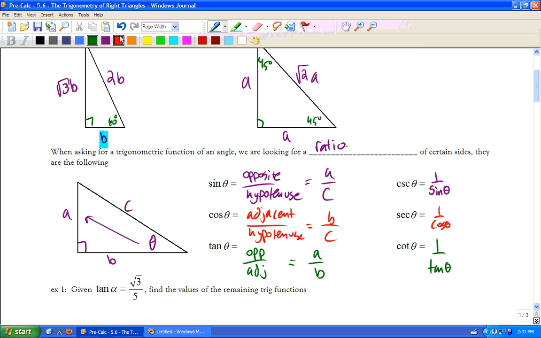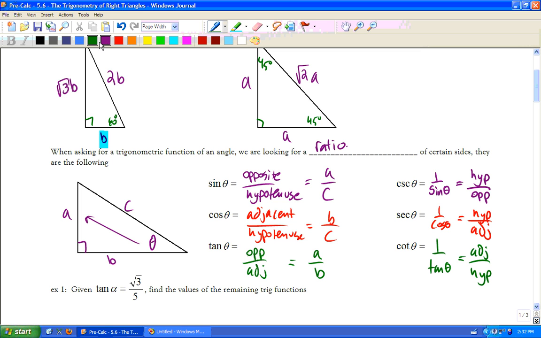Another way of writing these would be treating these as multiplying the reciprocal. So that would be the hypotenuse over the opposite side length. Secant would be the hypotenuse over the adjacent side. And cotangent would be adjacent over hypotenuse.